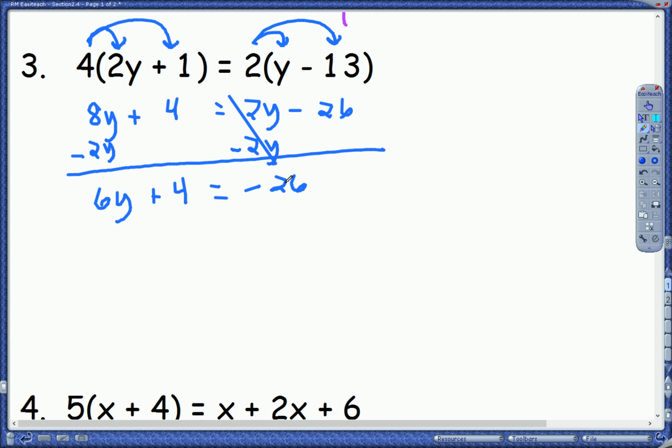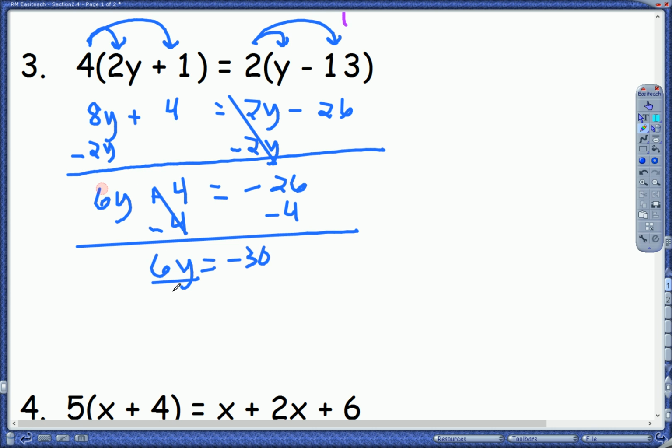Okay, then I'm going to subtract 4 on both sides. I get 6y equals negative 30. Divide both sides by 6. Y equals negative 5.